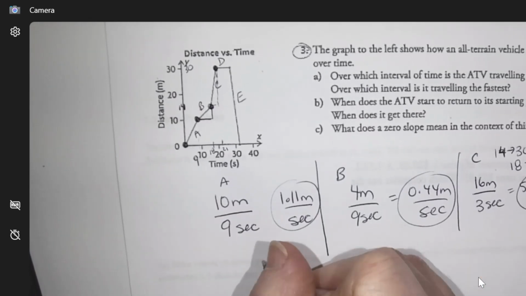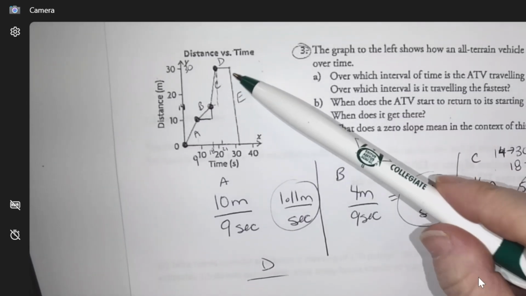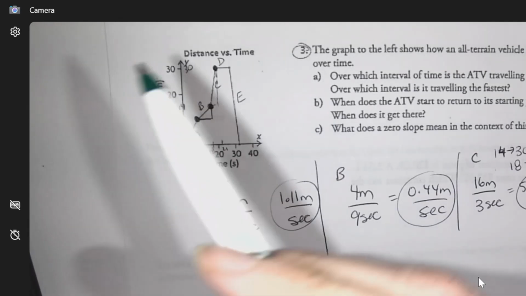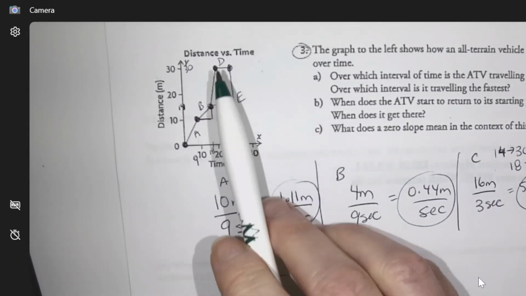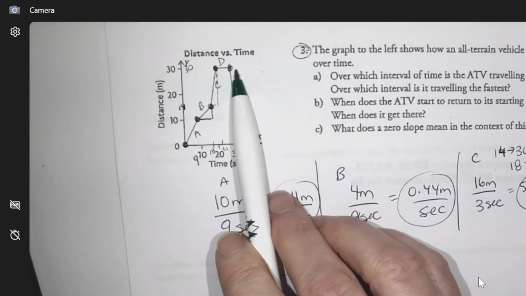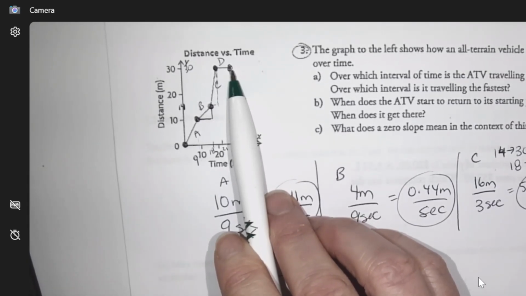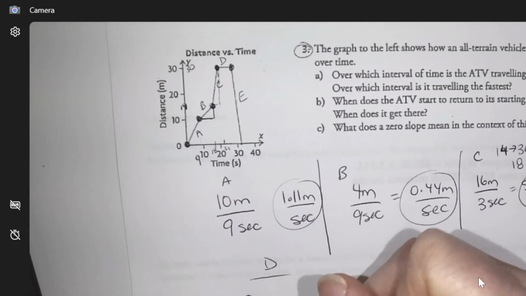Okay, section D. How many meters did you move? In section D, we were at 30 meters, and at the end of this section, we're also at 30 meters. So how many meters did we move? 0. We didn't move at all.